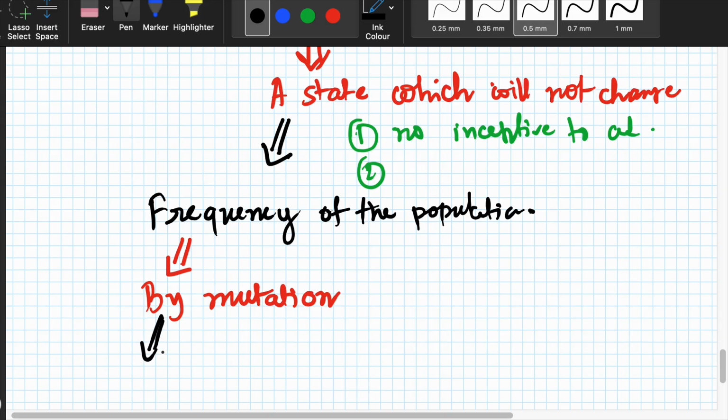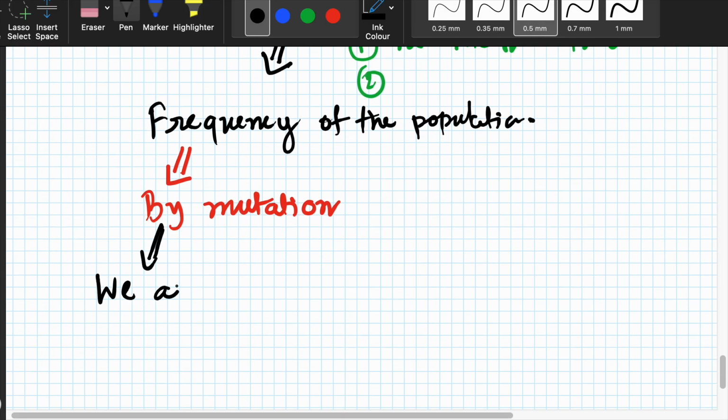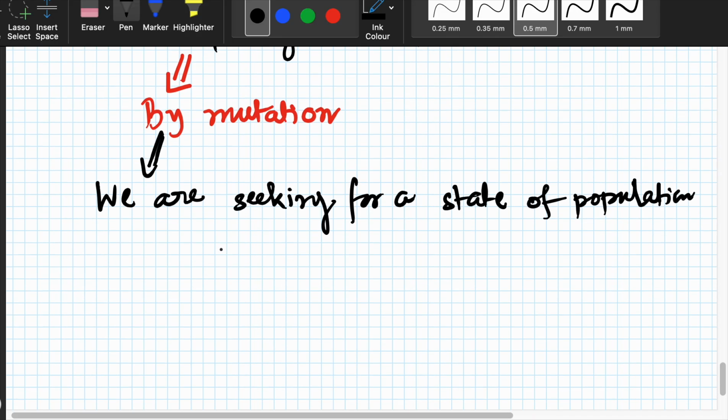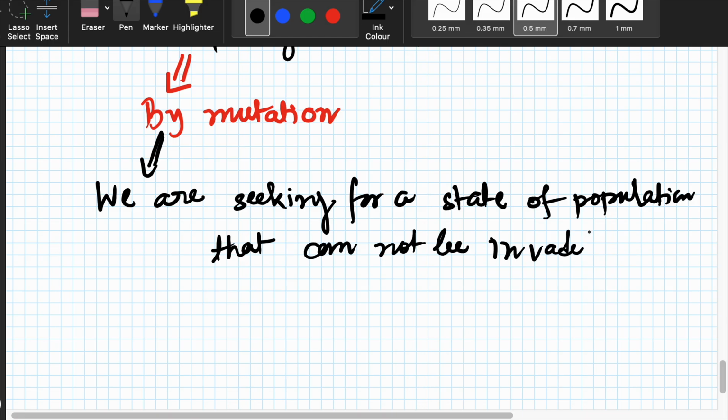Naturally, we are seeking a state of the population that cannot be invaded by mutation, by any rare mutation, and in this case we are talking about mutation that is very rare.